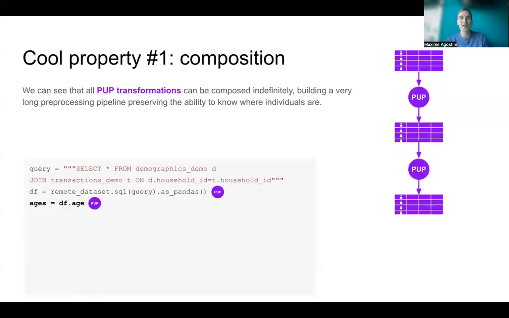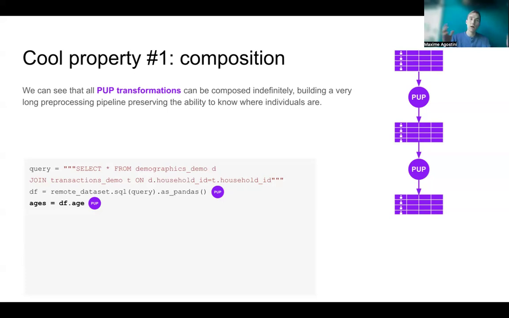So what properties do we have? Well, it has this first property that's very useful, which is composition. If you take a data frame with tracking activated, so you can track the privacy units, and you apply a PUP transformation, you still have a data frame with the same property. You can apply a new one, you still have the property, and so on and so forth. It's actually very, very common when you're doing pre-processing in machine learning, or when you're doing processing and SQL analysis, that most of the transformations you make have this property.